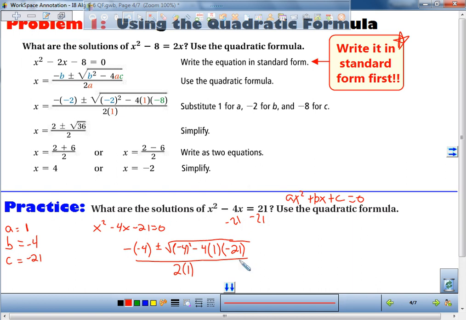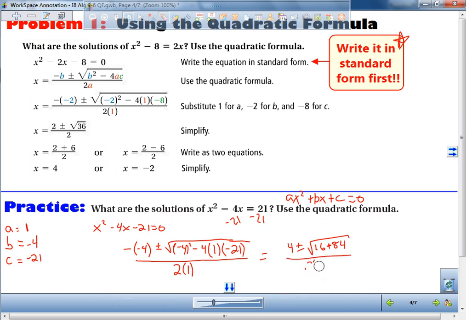Okay, now we can do a bunch of simplifying here. Lots of simplifying. Start here, the double negative in front of the 4 is just positive 4, so we have 4 plus or minus a square root. Negative 4 squared is 16. 16 minus negative 4 times 1 is negative 4. Negative 4 times negative 21 is going to give us actually positive 84, divided by 2 times 1, which is just 2.